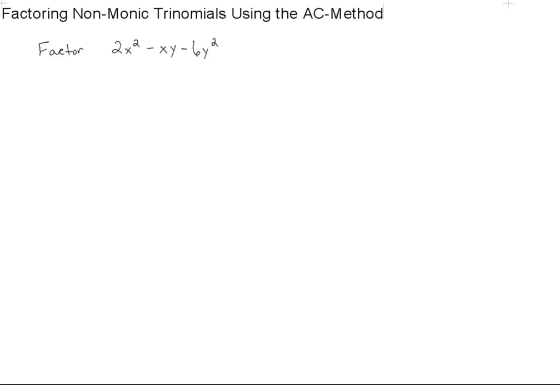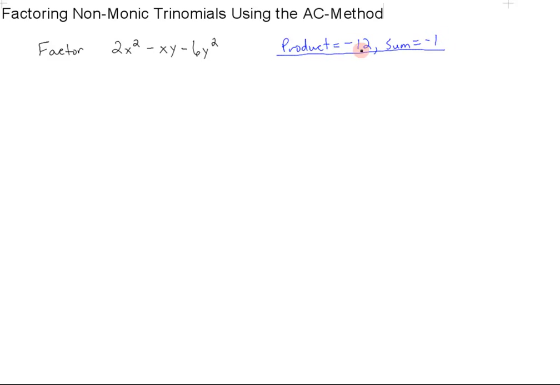So how do you do this? You start with your product. Your product in this case is A times C. That's why it's called the AC method. 2 times negative 6 is negative 12. And your sum is B, the middle coefficient, which is negative 1 in this case.